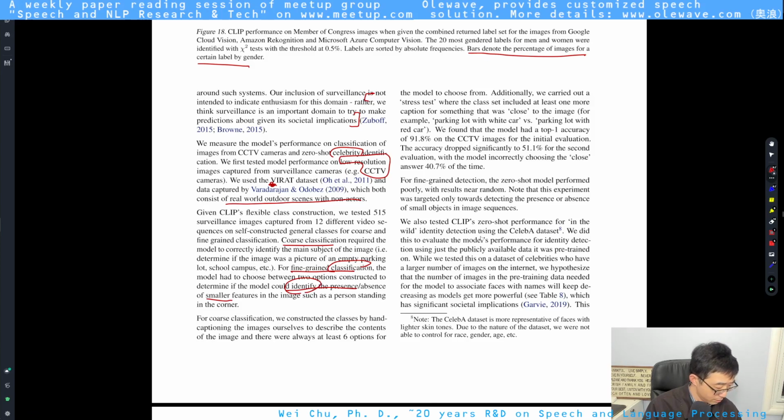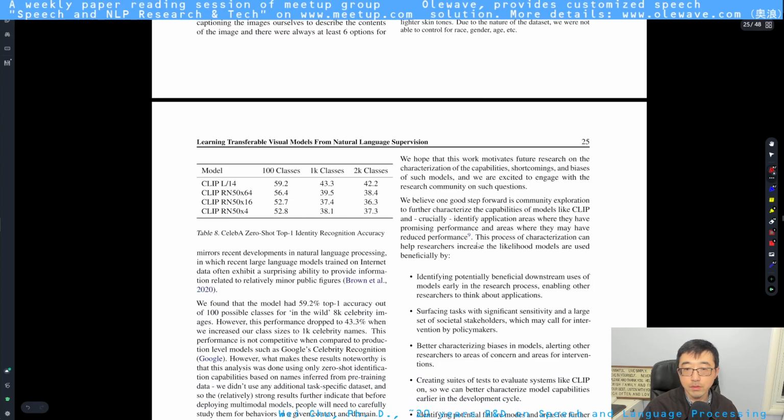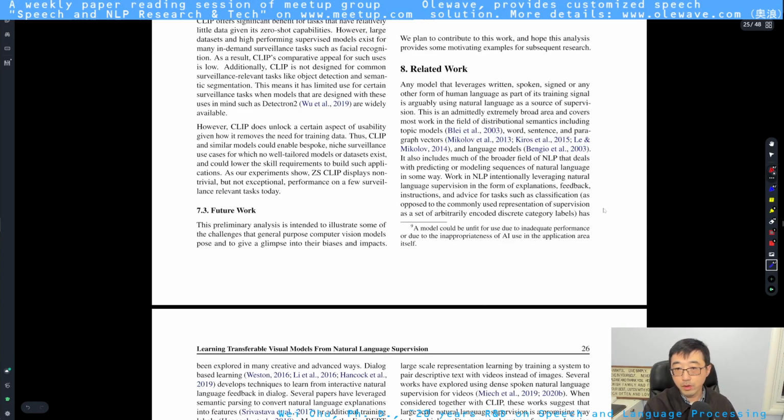Regarding the results, where is the result? I think they put it in a, I remember I saw that. Let me quickly go to the appendix.